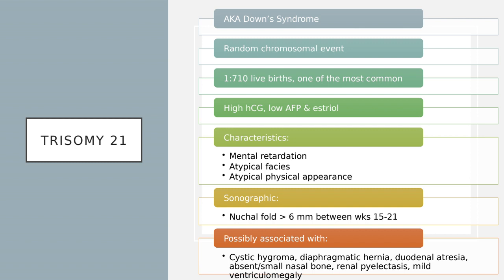There are some false positives with that, where sometimes we think that we don't see the nasal bone, so we indicate that there was an absent nasal bone on ultrasound and they end up not having trisomy 21. So again, not 100%, but still a big indication of that if we were to see it, or rather not see it.